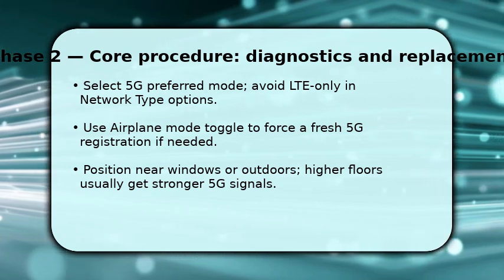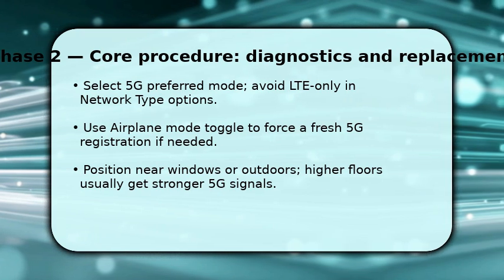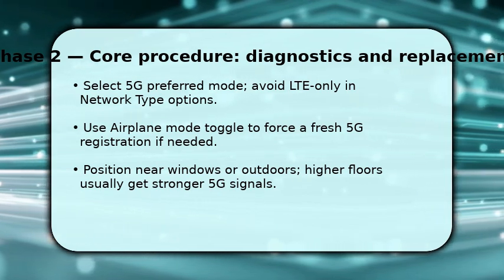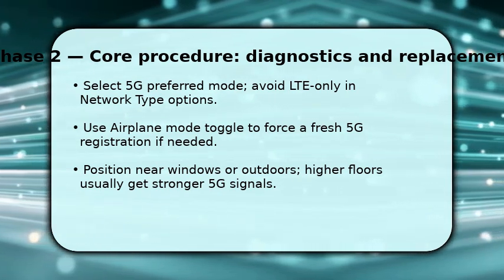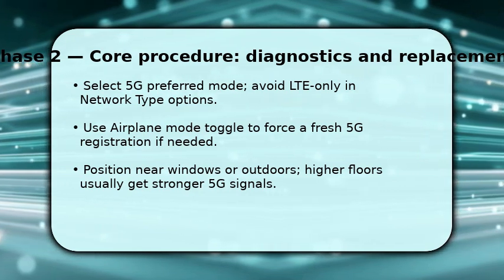You should also move closer to a window, balcony, or higher floor. 5G millimeter and mid-band signals attenuate indoors. Finally, close heavy background apps to free bandwidth and run a speed test to confirm throughput.